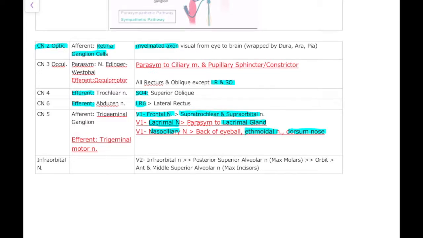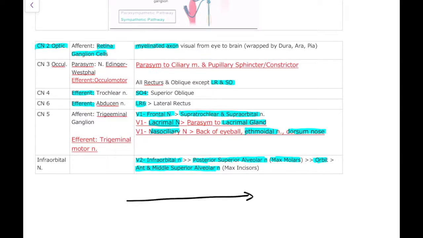Finally, the infraorbital nerve also runs close to the orbit, and it comes out of the infraorbital foramen. It's a V2 branch of the trigeminal, will provide us with innervation to the maxillary molars through the posterior superior alveolar nerve. After that, it will go in the hole inside the orbit and give innervation to the maxillary incisors via the anterior and middle superior alveolar nerve.